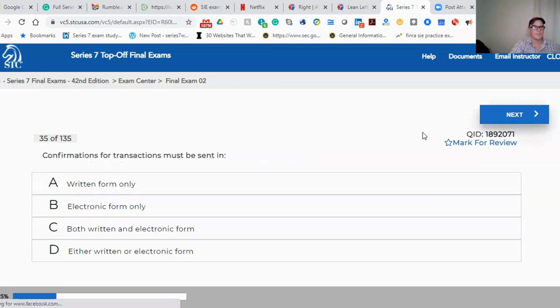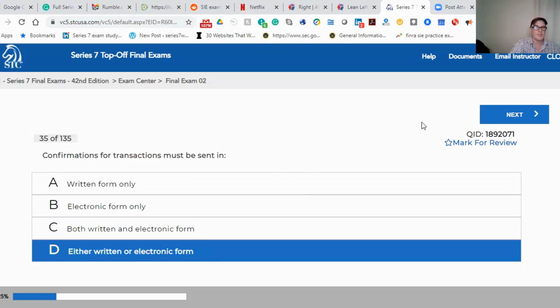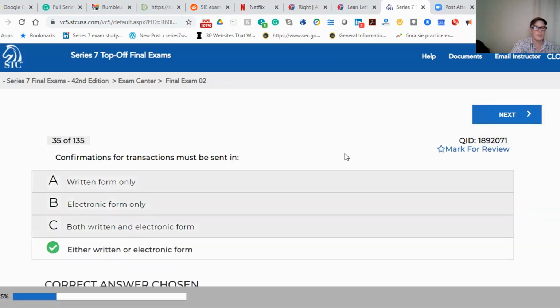Serves me right. Okay. Confirmations for transactions must be sent when? Written or electronic, both written and electronic, either written or electronic. I'm going to go with D because they have to be written down somewhere, but it's sort of the same thing. So we don't have to send paper, but we can do both. We should be able to do both.